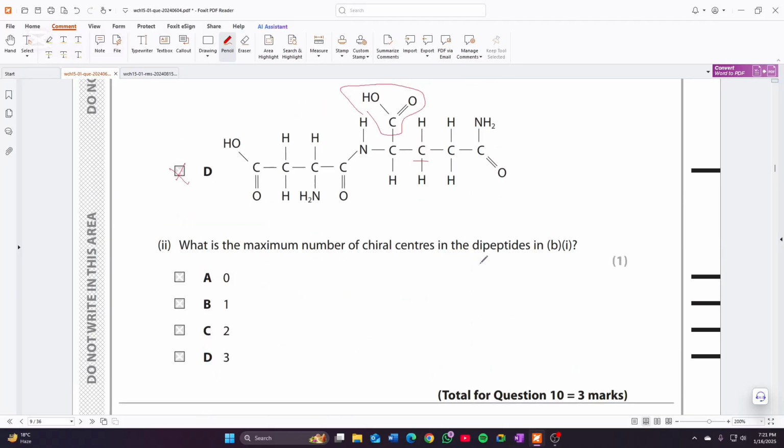Okay, what is the maximum number of chiral centers in the dipeptide? Chiral center means one carbon atom is bonded with four separate different groups. Here you can see that this specific carbon atom has one bond with NH2, one with H, one with this, and the other with this. So this is a chiral carbon, and another chiral carbon we can find is this one. See, this is different, this is different, this is different, and this is different. So both of them are chiral carbons. Therefore, our answer is 2.